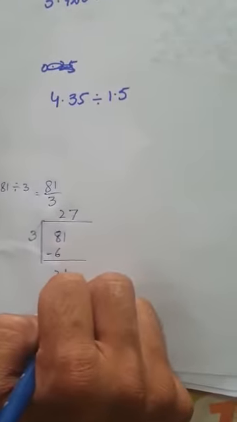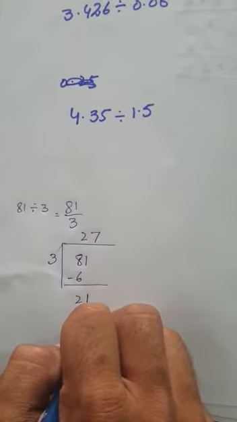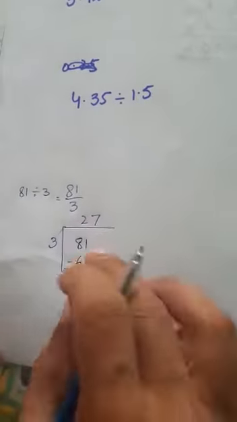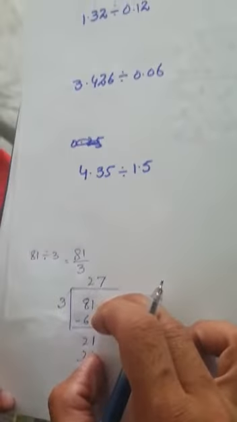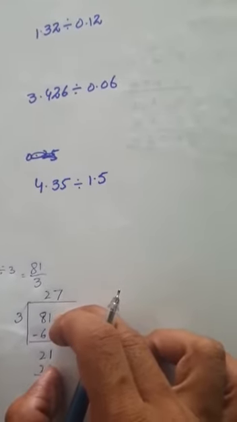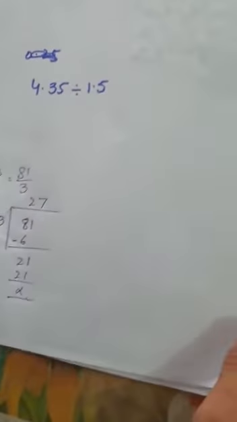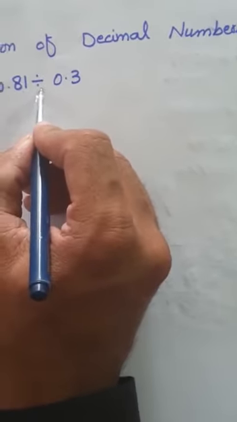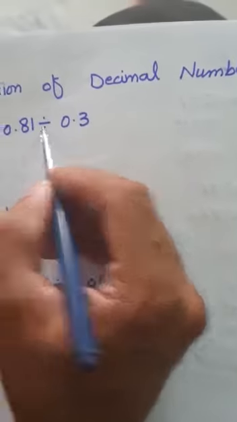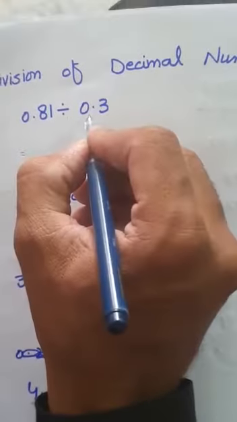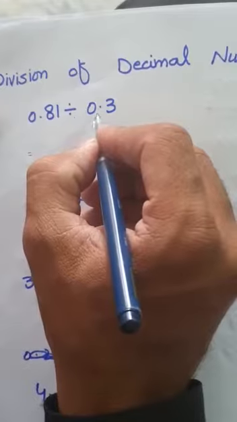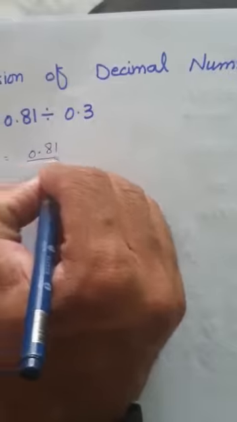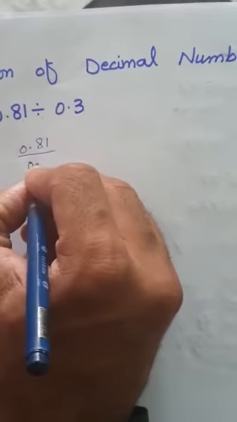It is similar. It does not matter whether you are dealing with negative numbers, decimals, or fractions. The division method is similar. You need to have one dividend and one divisor. Now the question is, if you are dealing with decimal numbers and you need to divide, what will we do in this situation? First of all, we need to remove the decimal of the denominator. Suppose I write it like this, 0.81 divided by 0.3.